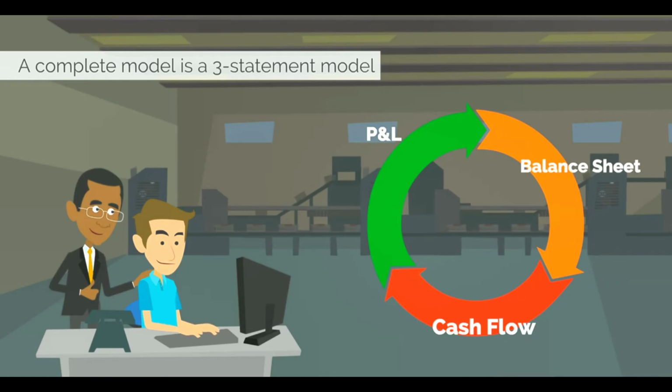Therefore, we'll use them in the forecast period. We shouldn't forget the three statements are interrelated. P&L items affect the balance sheet and the cash flow. At the same time, the cash flow statement feeds the balance sheet. Financial models should be built in a way that respects these relationships.